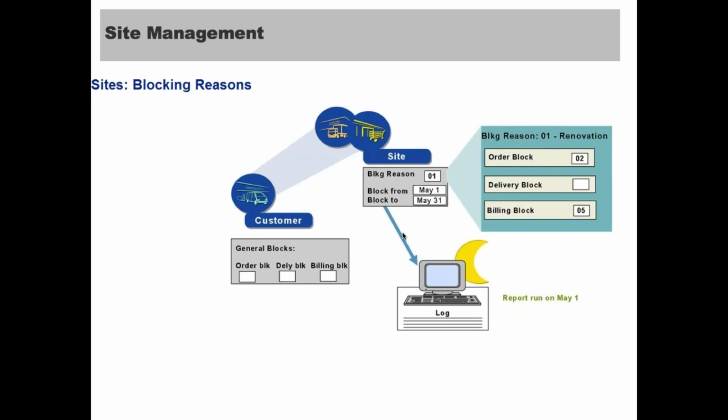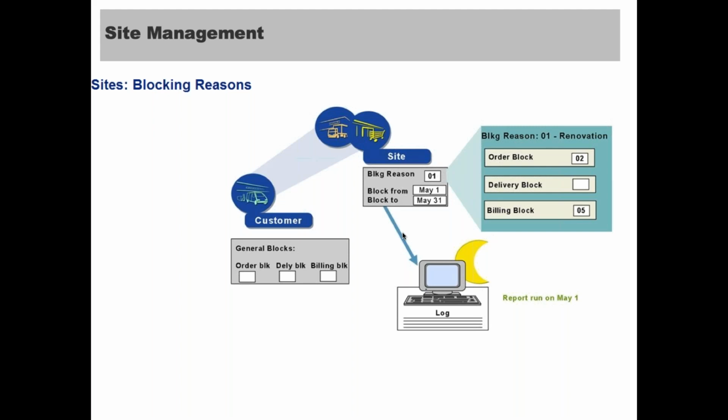So for that reason, you can set up a blocking reason with a defined validity period, so block from or block to. During that tenure, based on the blocking reason that you set, the site will not be able to perform or discharge its duties. For instance, blocks can be based on order block, delivery block, or billing block.